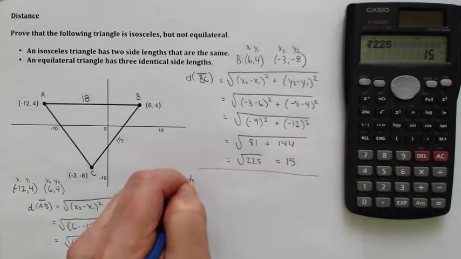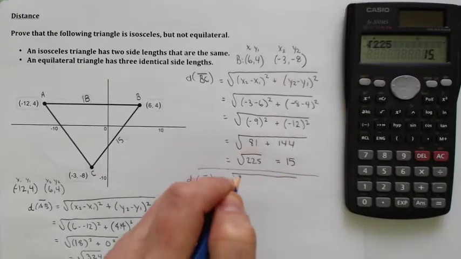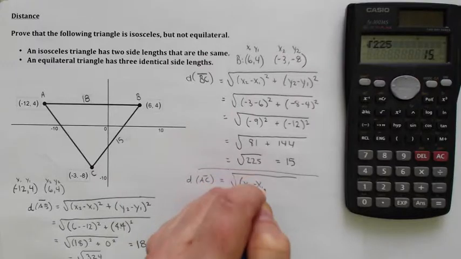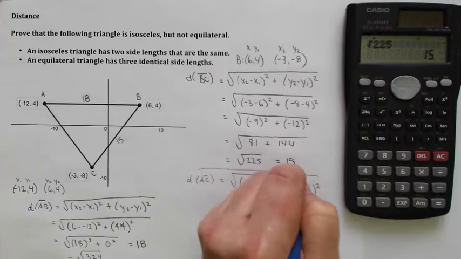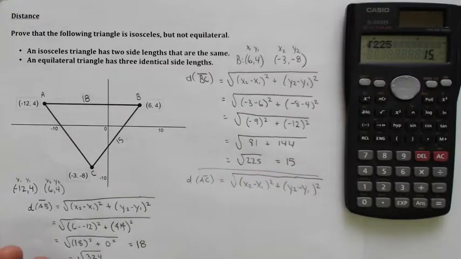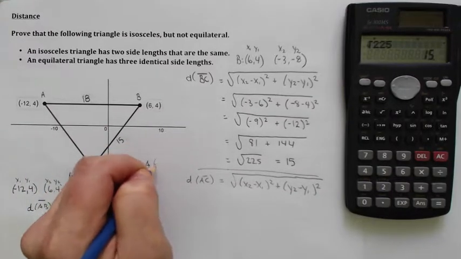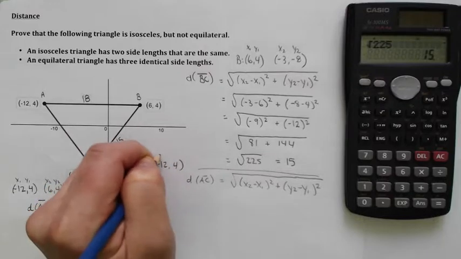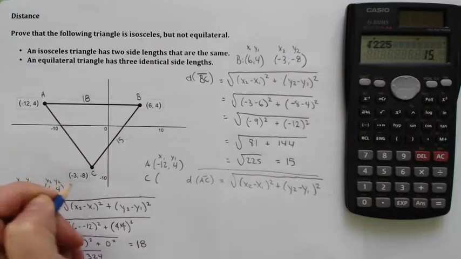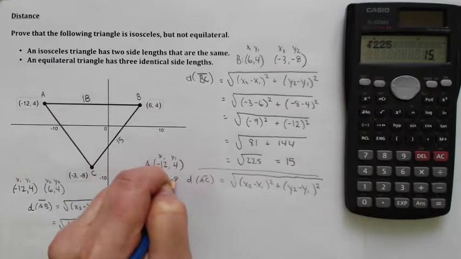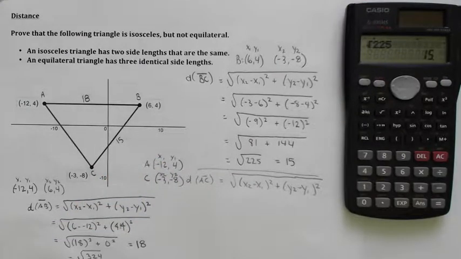So the distance from A to C will be equal to the square root of, right? Same thing, x2 minus x1 squared plus y2 minus y1, also all squared. And again, it's a handy thing to label your points. So I'll call A negative 12, 4, and I'll call that my x1, y1. And then for my C, negative 3, negative 8, and I'll call that my x2 and my y2. Again, it's just a way of staying organized.